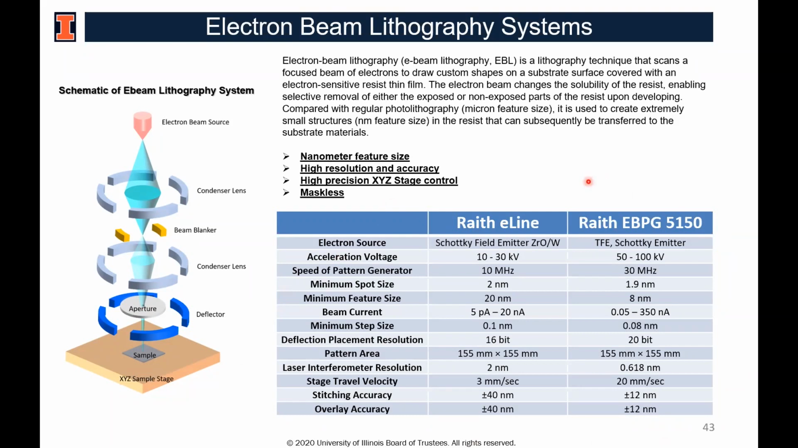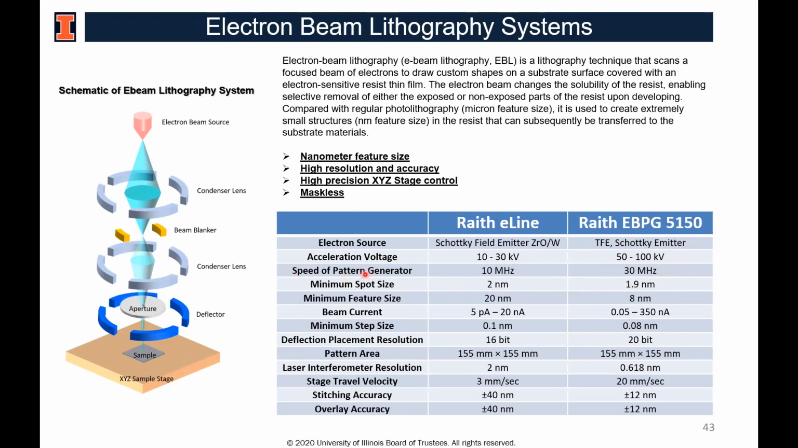Here's the table of comparison between the Raith E-line system, that's the one we currently have, and the Raith EBPG 5150 system, which is the one we're expecting in summer. You can see that both electron sources are field emission sources. And you can see here the acceleration voltage. It's 30 kV for E-line, and it's up to 100 kV for EBPG 5150. As you can see, the higher the acceleration voltage, the better the resolution. So this is a significant improvement from Raith E-line to EBPG 5150.